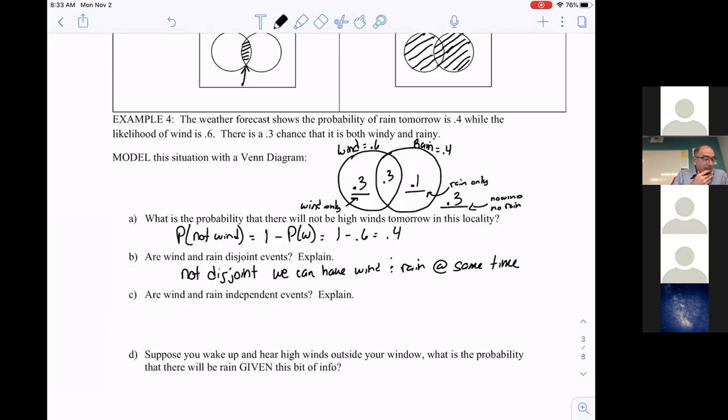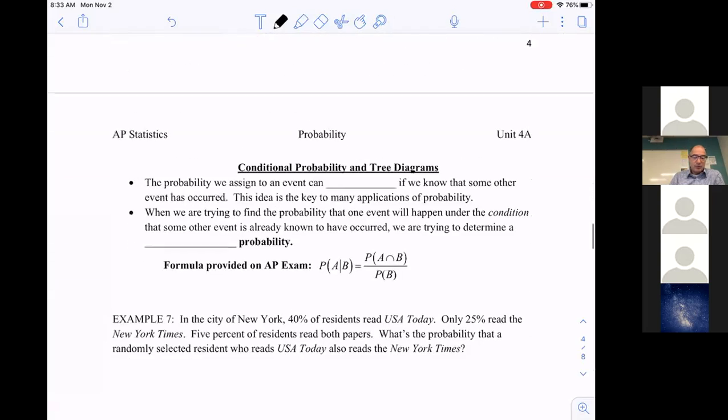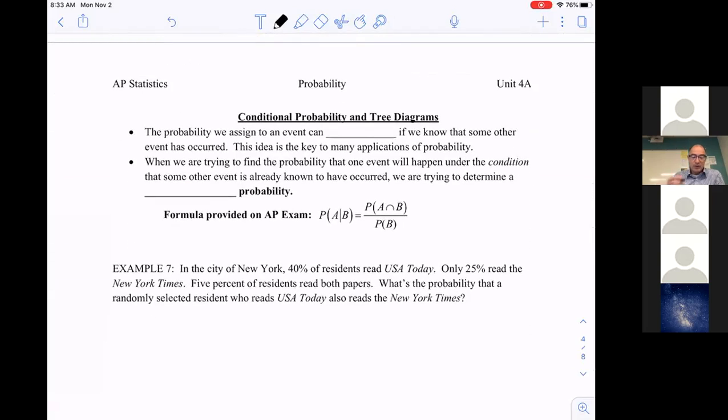Are wind and rain independent events? Okay, so this is the part that we haven't gotten to because conditional distribution is actually in the next set of notes. And now I've hit that fork in the road. Am I going to flip over there and do conditional or not? I believe in both of these cases, I need to. So we're going to flip not to the next page of notes, but two pages from now, and look at this conditional probability.